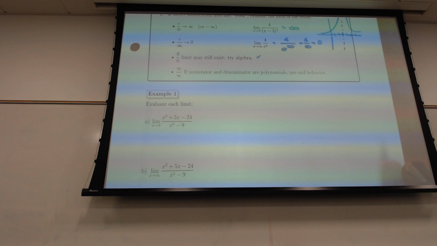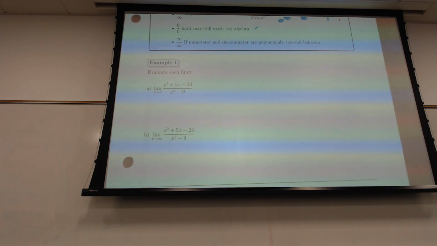Okay? So let's have a look at these ones. A couple of examples here. The limit as x approaches 3 of x squared plus 5x minus 24, divided by x squared plus 9.